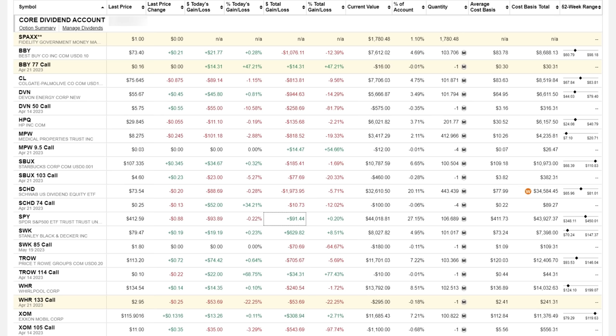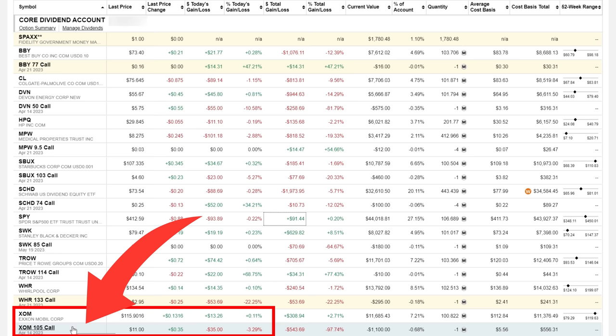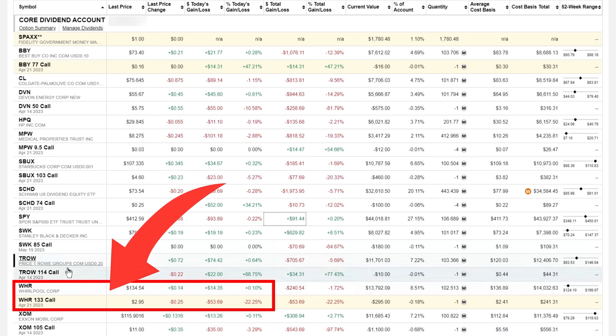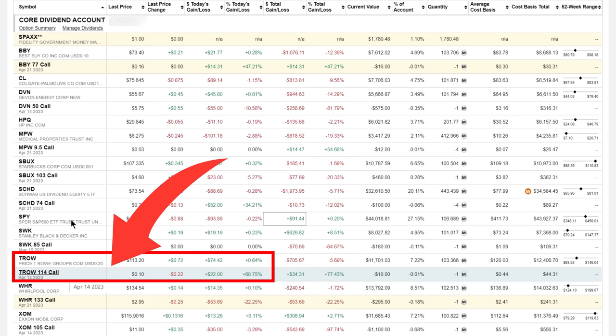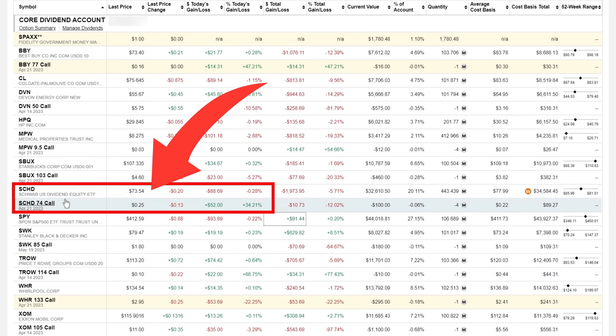All right, so we're looking at my portfolio right now. And as you'll notice, we have quite a few covered calls active in the portfolio. And one of the things you're gonna notice here is that some of my covered calls are being tested right now. ExxonMobil has just been blown up right here. We've got Whirlpool Corporation. T. Rowe Price here is very close to my strike price. And we've got SCHD right here, which is also relatively close to my strike price.